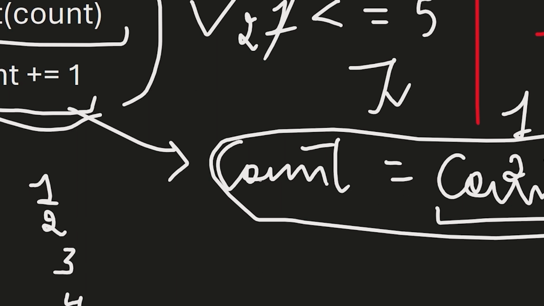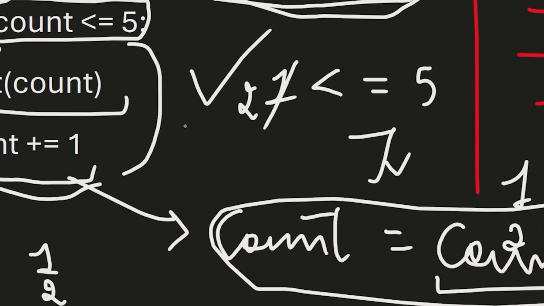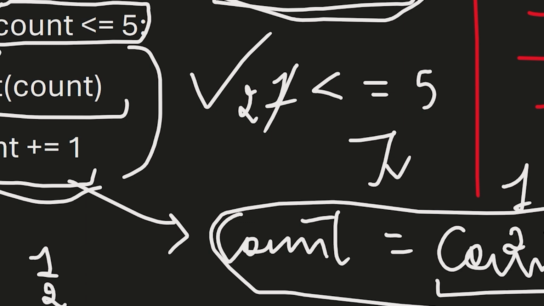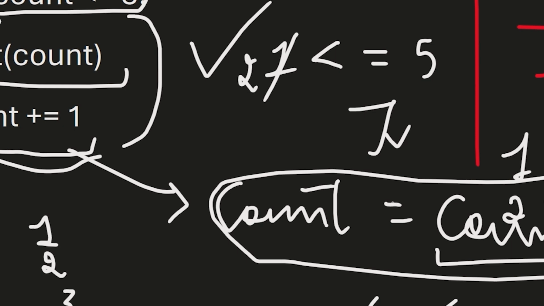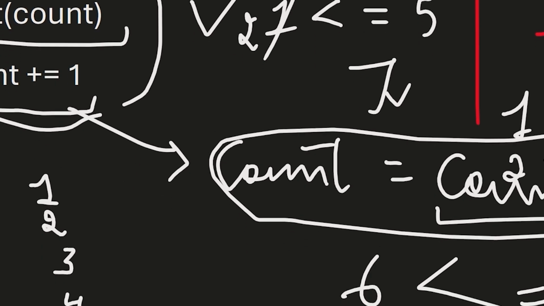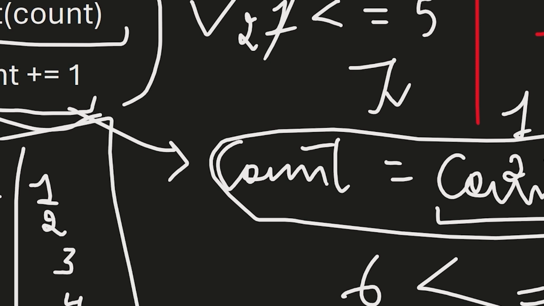Now the value of count becomes 6. 5 plus 1 is 6. Now it becomes 6. 6 will come here. 6 less than equal to 5. It becomes false. So now the condition is false. What will happen is the control will move out of this block and shift to the next lines. Or if there are no lines left, the program will be terminated.